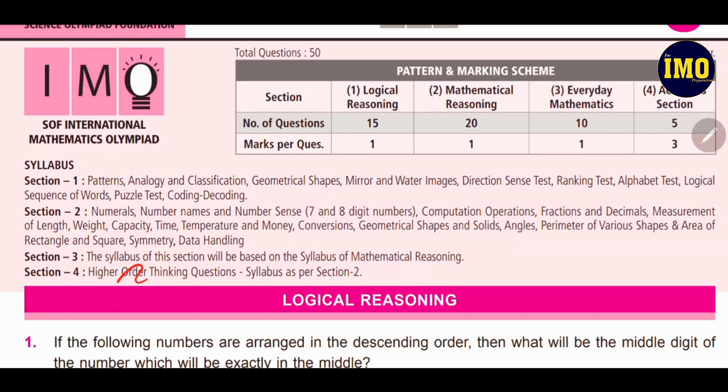In section 3, the syllabus will be based on mathematical reasoning. The last section is for the HOT questions, meaning higher order thinking questions, as per the syllabus of section 2. Now, come to the first question of the paper.